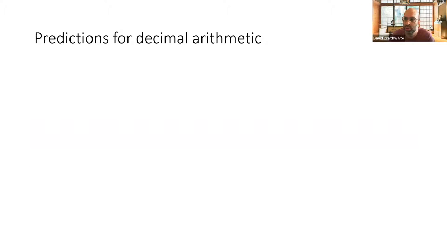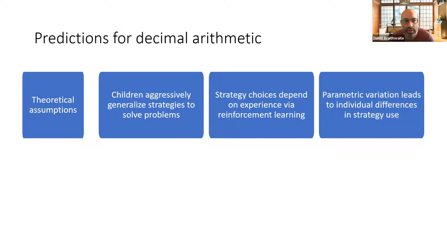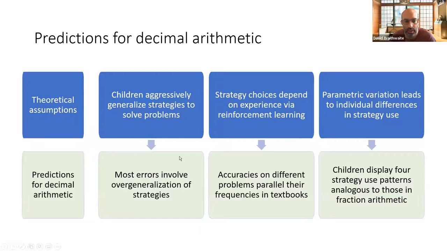So these observations led us to predict that the primary theoretical assumptions of our fraction arithmetic theory, FARA, would also apply to decimal arithmetic. Those were the same assumptions that I showed a couple of slides ago: aggressive generalization of strategies, strategy choices depending on experience through reinforcement learning, and individual differences in strategy use resulting from parametric variation among children. We therefore predicted that we would find in decimal arithmetic empirical phenomena analogous to those previously found in fraction arithmetic, namely that most errors would involve overgeneralization of strategies, children's accuracies on different problems would parallel their frequencies in textbooks, and children would display patterns of strategy use analogous to those previously found with fractions. So the purpose of the study I'm going to show you today was to test these three predictions.